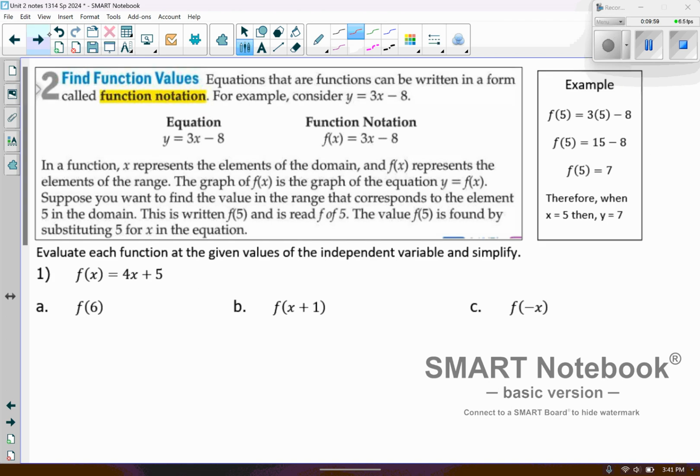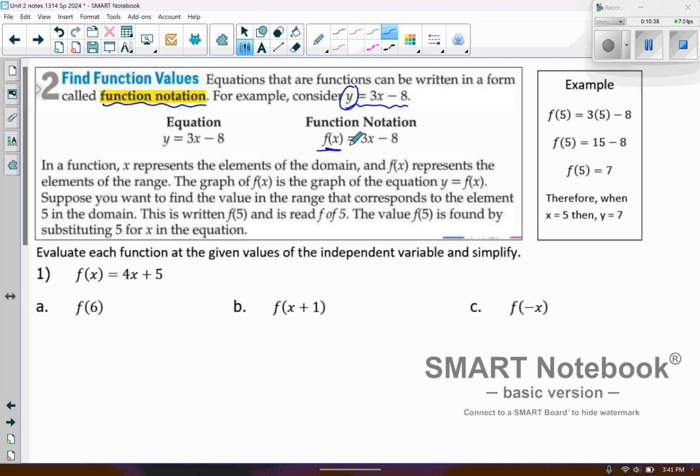Okay, so one really important thing that you're going to see throughout this unit and the other units is this thing called function notation. So right here, equations that are functions can be written in the form called function notation. For example, if you have y equals 3x minus 8, we can take that equation and rewrite it in function notation. What we do is we basically just replace the y with an f of x. And to be honest, it's just kind of a convenient notation for us, okay?